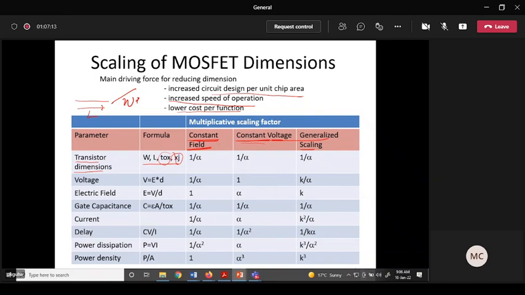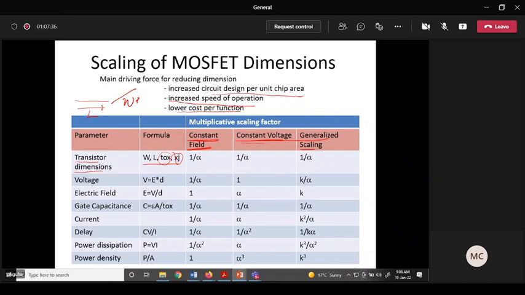And the third approach is the generalized approach or generalized scaling, where we don't follow exactly constant field, we don't follow exactly constant voltage, we go somewhere in between. So let me go through some of the parameters which I have jotted down here.